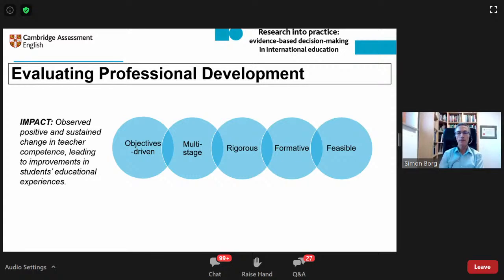Evaluations of professional development ideally will be formative. In other words, the results will feed back into subsequent improvements to a program. And finally, the approach we take to evaluating professional development needs to be feasible. This is critical. There's no point in developing a highly sophisticated evaluation framework which can't be implemented due to limitations in human resources, budgets, and other logistical barriers.